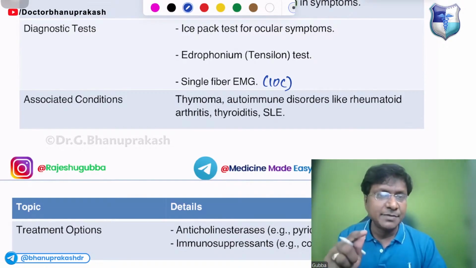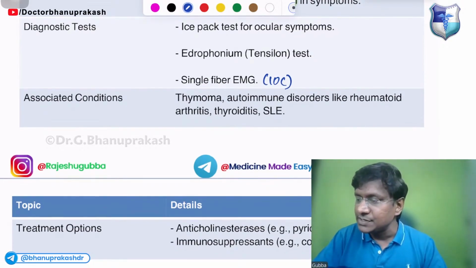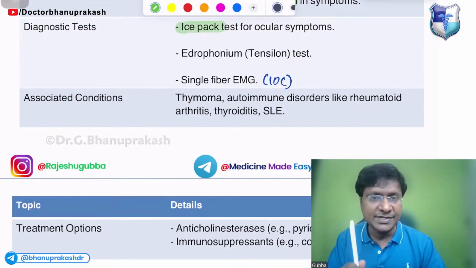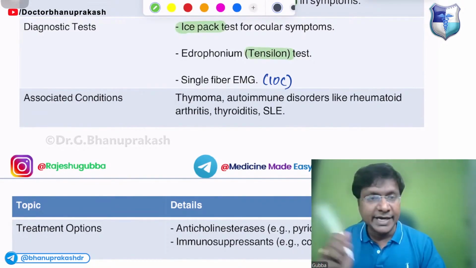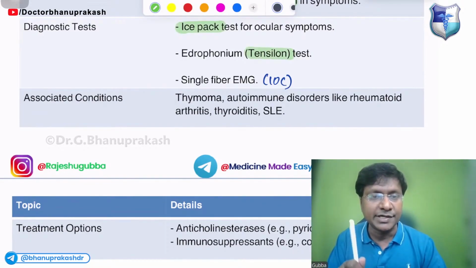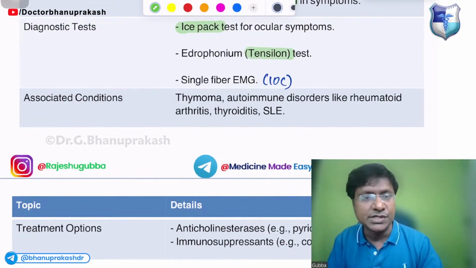And the other ways by which you can diagnose myasthenia gravis are the IcePack test, which will improve the ocular symptoms. And the other one is the edrophonium test, which is also called the Tensilon test, which will also improve the ptosis after the application of this particular edrophonium.